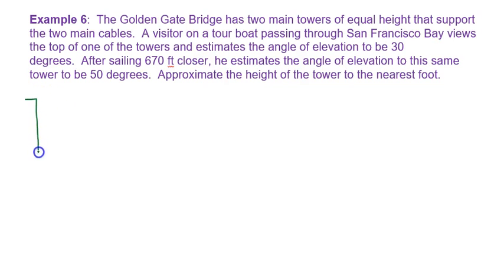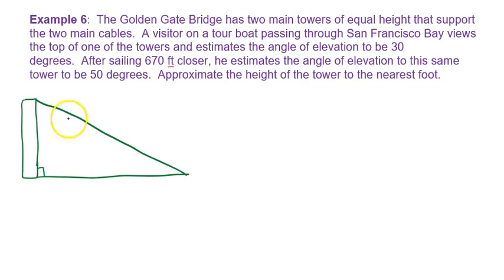So I'm going to say, first of all, that this is our tower, okay? And here is the water that this guy's sailing on, and so that's 90 degrees. And so the first time he looks up, his angle of elevation is 30 degrees. So he's looking up at 30 degrees, and we don't know that height. That's what we're trying to find. He sails 670 feet closer. So he was out here, he comes in closer. That distance that he went was 670 feet. Now when he looks up, he's looking at an angle of 50.